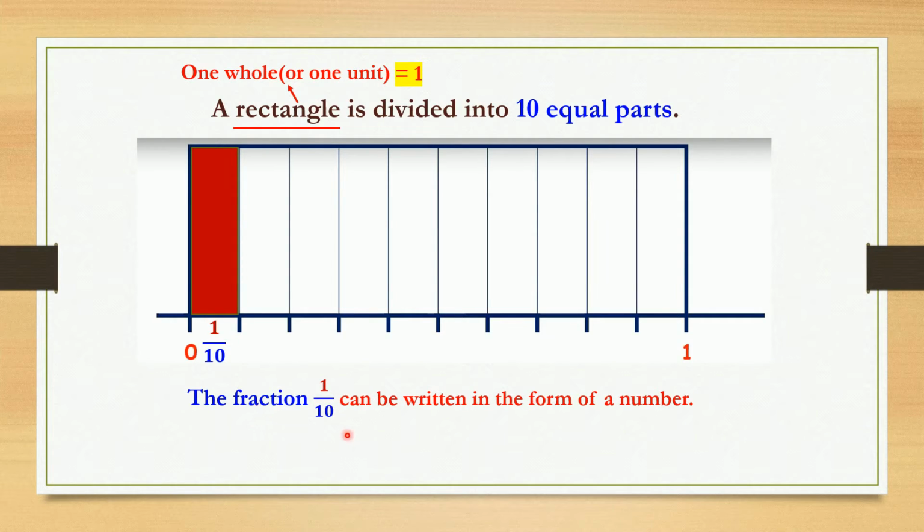The fraction 1 over 10 can be written in the form of a number. Let's see how we find this number. We are going to learn how to write the fraction 1 over 10 in another form of a number called a decimal number. Let's see how.